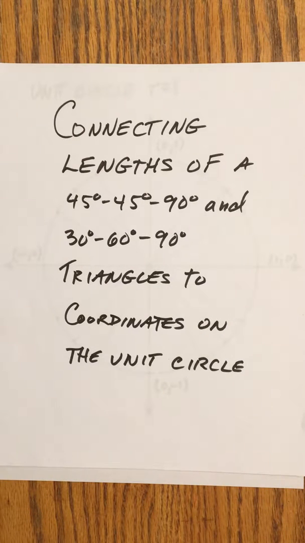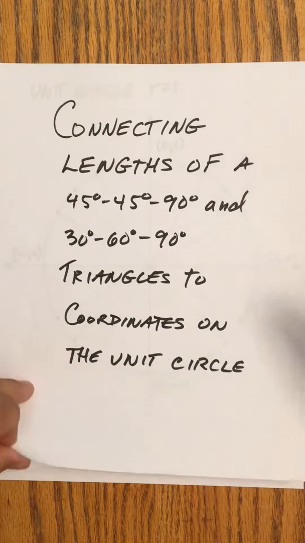Hello. So in this video, I want to talk about the connection between the lengths of a 45, 45, 90 right triangle and a 30, 60, 90 right triangle to the coordinates on the unit circle. So what I will say is if the unit circle makes sense to you, you know where the coordinates come from, then you probably don't need to watch this video. But this video is intended to really drill down and hopefully help you understand where the connections are.